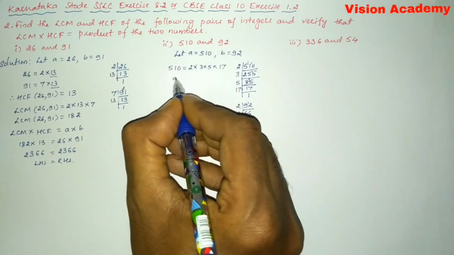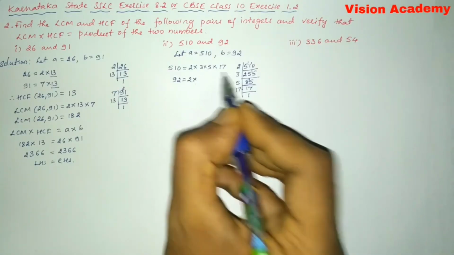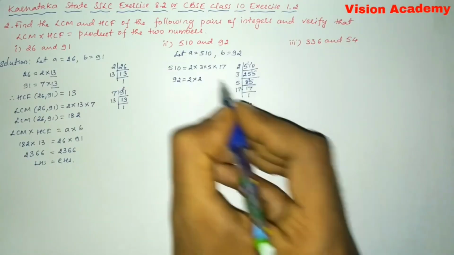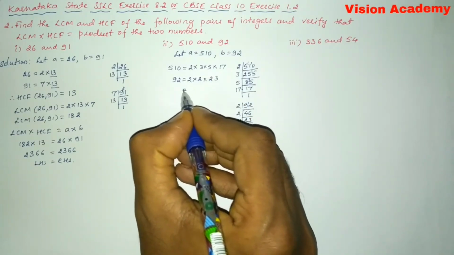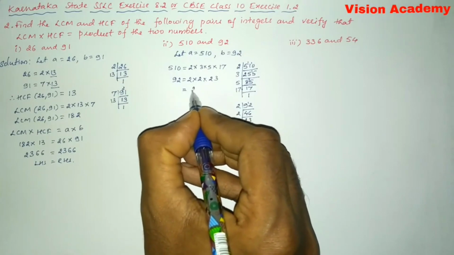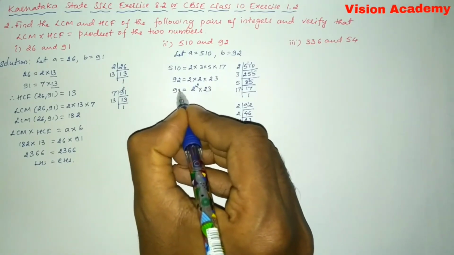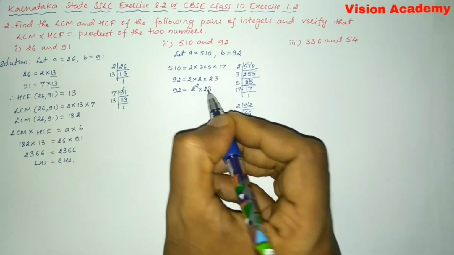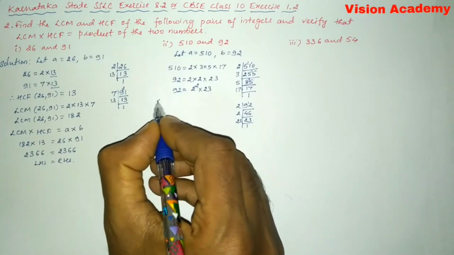Now we'll write 92 is equal to the product of prime factors 2 into 2 into 23. So the same can also be written as 2 into 2 is 2 to the power 2 into 23. So that is 92 is equal to 2 to the power 2 into 23. Now let us find HCF.